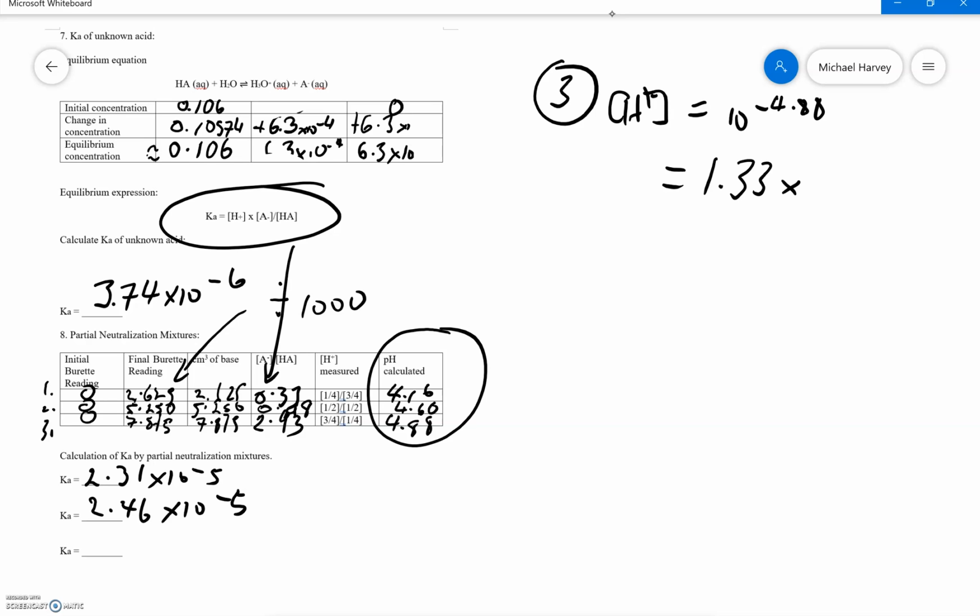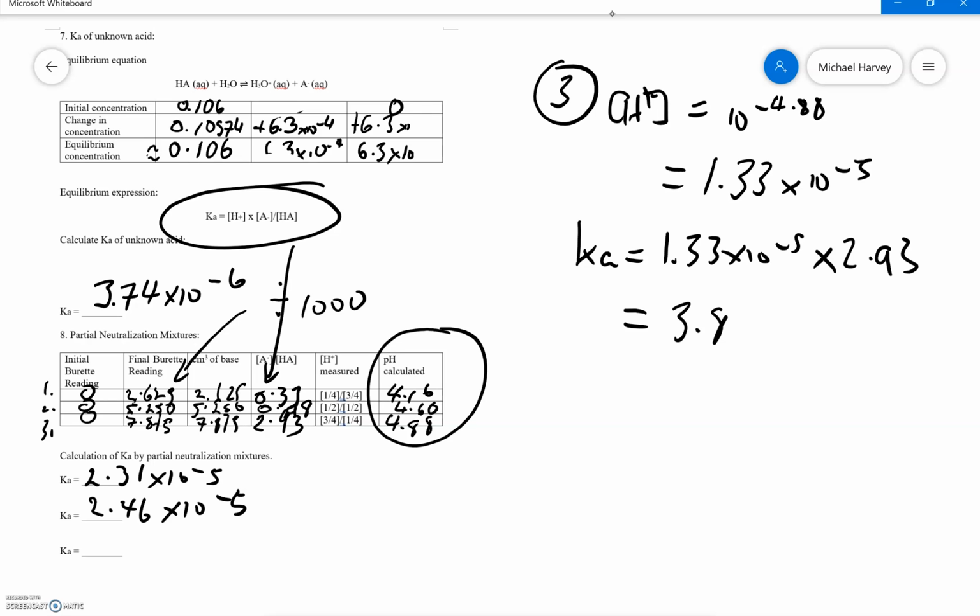which equals 1.33 times 10 to the negative 5. And the Ka will equal 1.33 times 10 to the negative 5 multiplied by the number 2.93 from our values, which will equal, that was a bit high, that one, 3.86 times 10 to the negative 5. So that's a bit on the higher side, but that's what we get. Now we're just going to take the average.